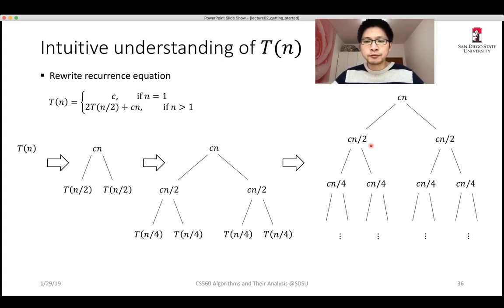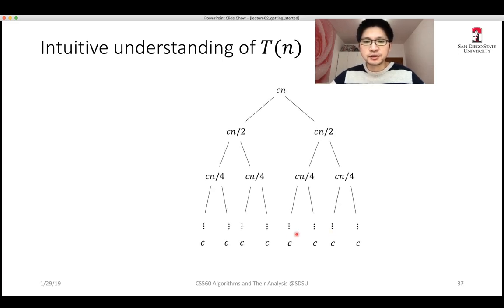Therefore, when we have a complete plot of this tree structure, the number in the bottom leaves will be C, because according to the recurrence equation, the solution for n equals 1 is C. And the leaf nodes, the bottom level of the tree structure, represent the smallest subproblems. So now let's observe this complete tree structure.